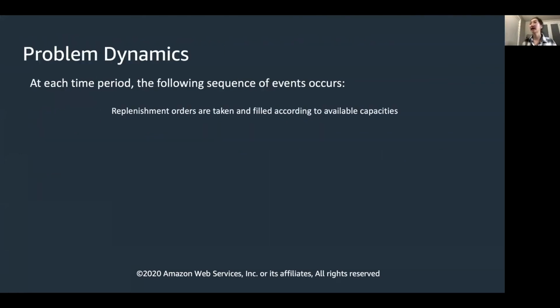In order to apply reinforcement learning to this inventory management problem, we need to dive a little bit into the problem dynamics itself. So let's look at what would happen inside this inventory management process. At each time period, the following sequence of events would occur. First, the features of inventory for each product are observed and replenishment orders are taken and filled according to available capacities. The underlying decision-making system can be either reinforcement learning or non-reinforcement learning.